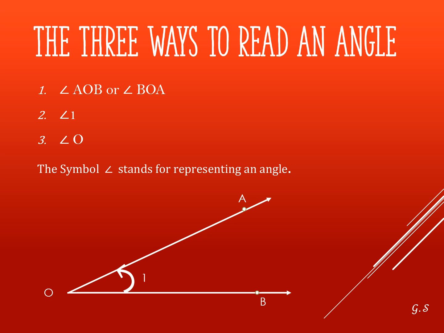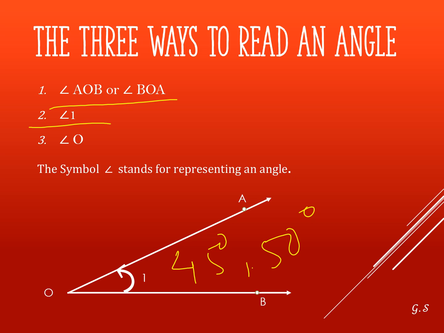Let us see the three ways how to name any angle. The first one I have told you already, that is AOB or BOA. The second one is angle 1. You can see that it's written angle 1. In place of 1, it can be 45 degrees or 50 degrees or anything else. Whatever the degree will be, you have to write the degree. And the third is angle O.